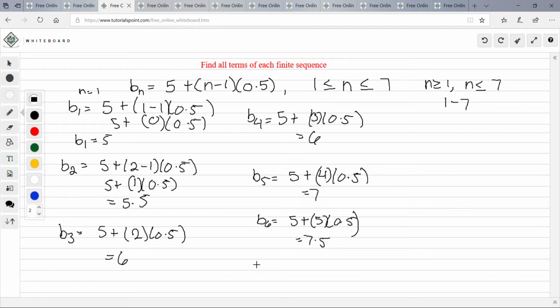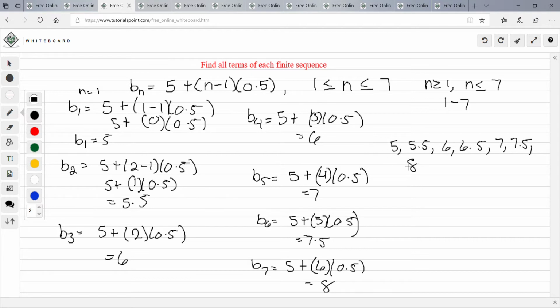And the last one is B7. It's 5 plus 7 minus 1 is 6, times 0.5, so that equals 8. So here are your numbers: 5, 5.5, 6, 6.5, 7, 7.5, and 8. So what can you tell me?